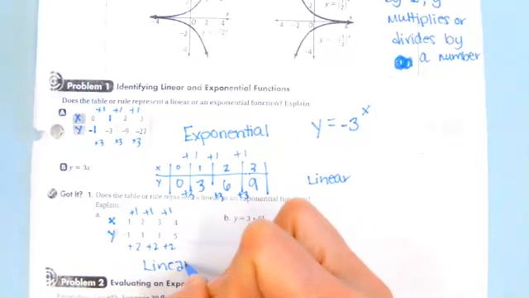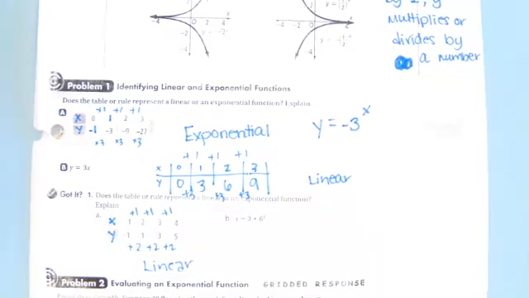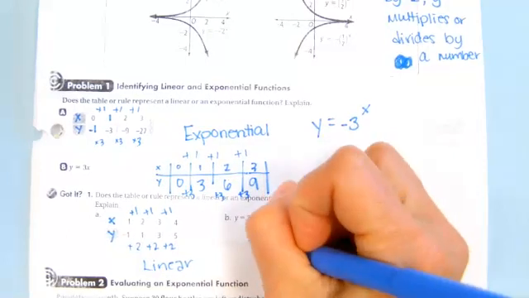If it had been multiplying or dividing by something at the bottom, it would have been exponential. So the first one's linear. How many of you got that? Good. Okay. Who knows the answer to the next one? Cameron, go ahead. Why?